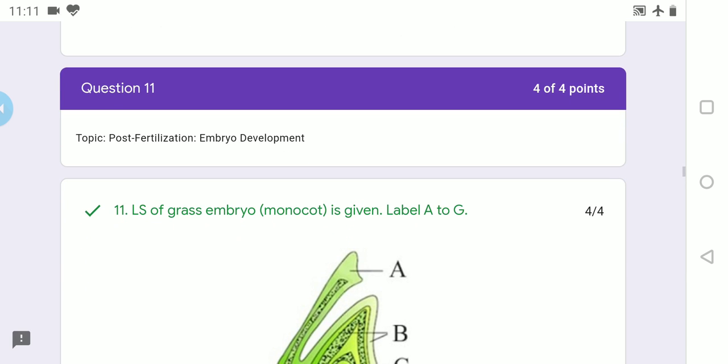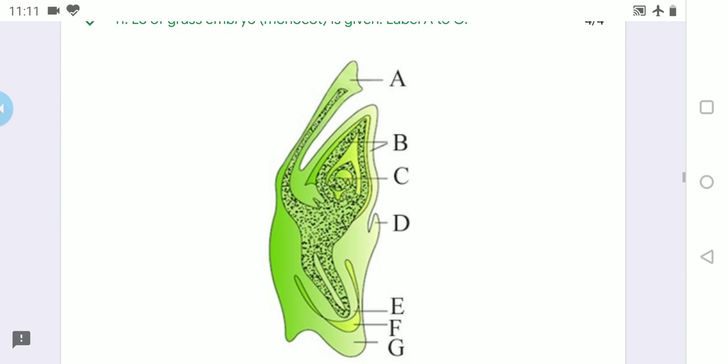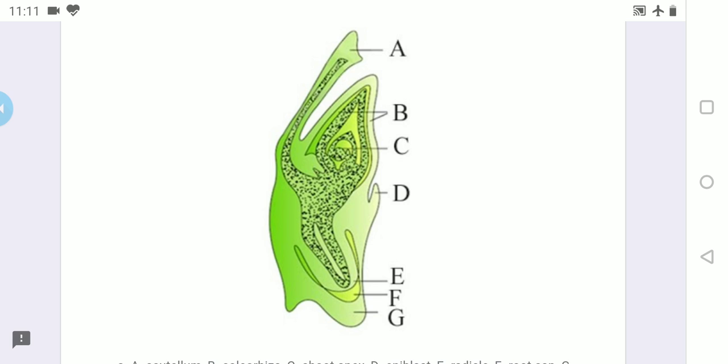Next question. Observe the diagram. Yes, what is this actually? This is the diagrammatic representation of the LS of an embryo of grass, or we can also say the LS of an embryo of a monocotyledon.